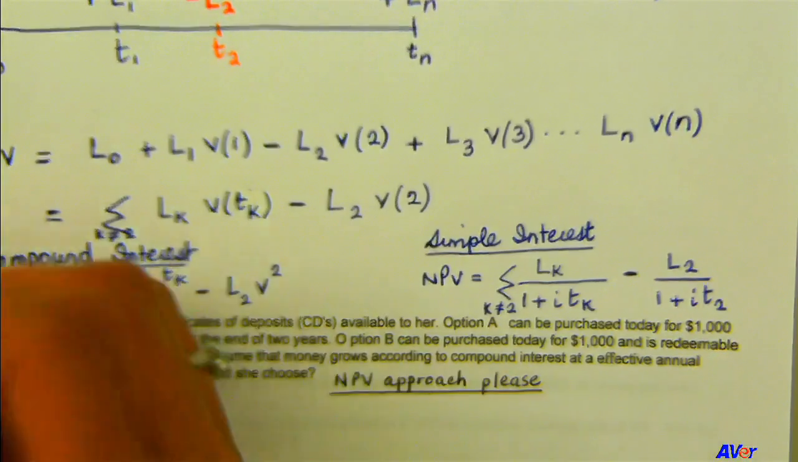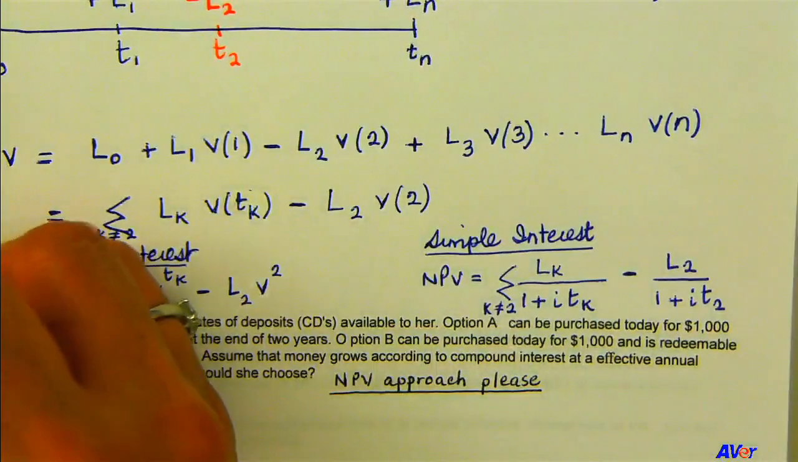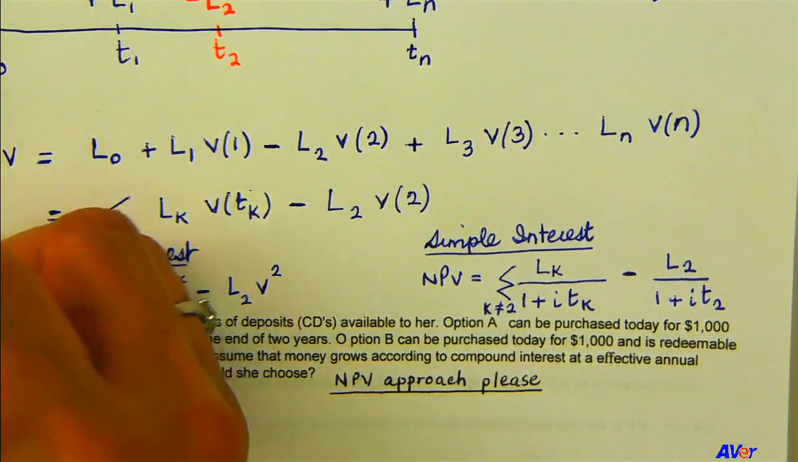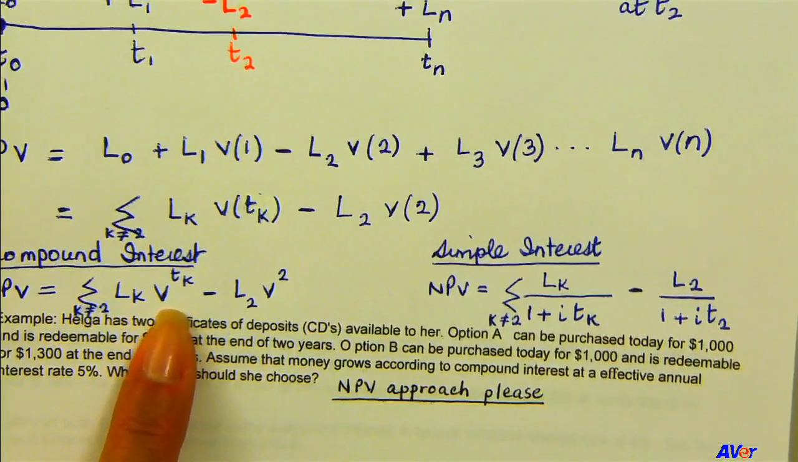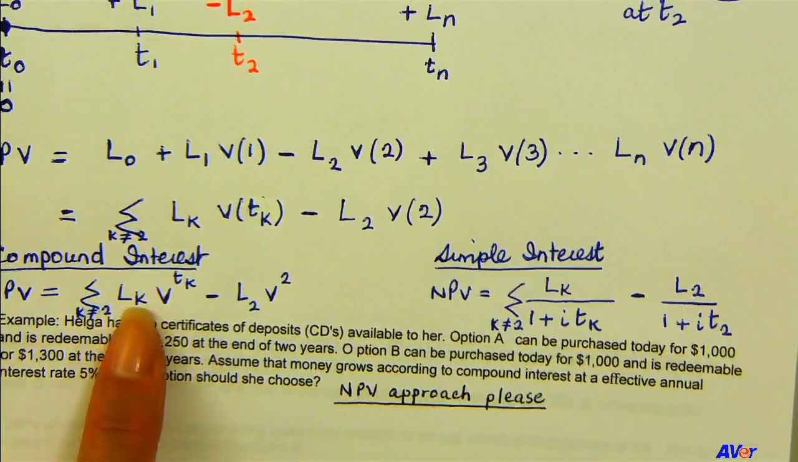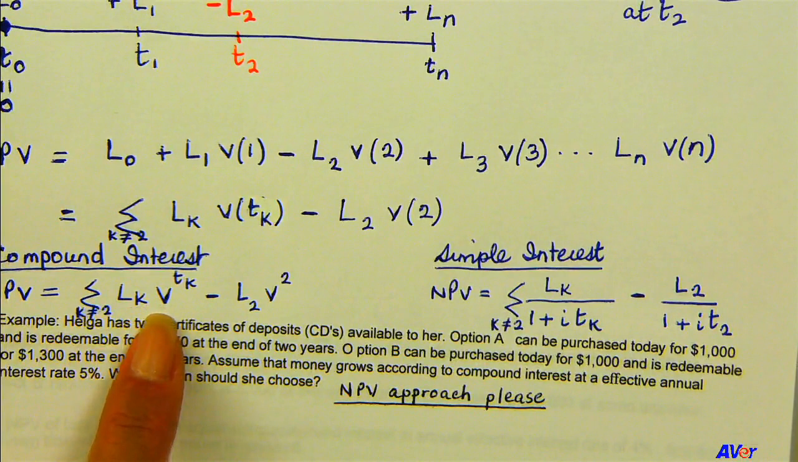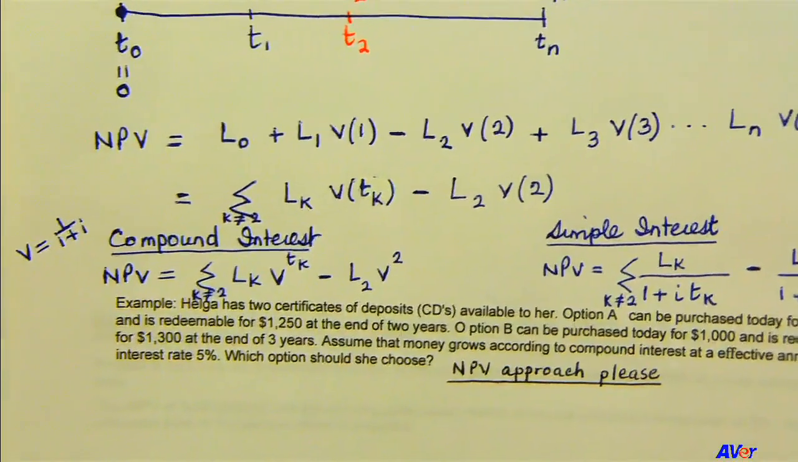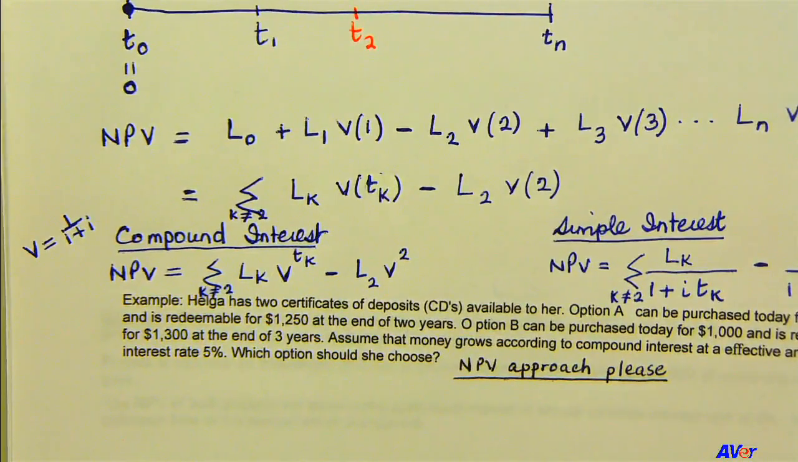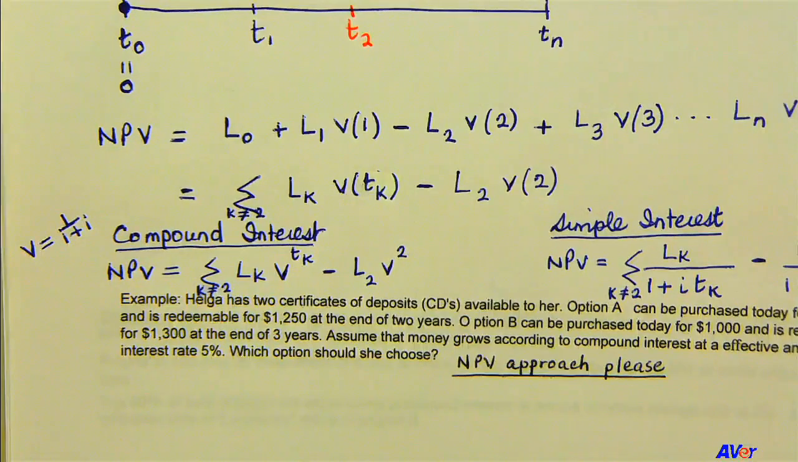So I better say here, for compound interest, V is equal to 1 over 1 plus I, right? This way I can put it in terms of V, in terms of I. So this would be L_k, 1 over 1 plus I to the T_k. Follow what I mean? You will see how simple this is when I do the next problem. This just looks complicated because there's all these T's and V's and I's and L's running around, but let's do the next problem, okay?